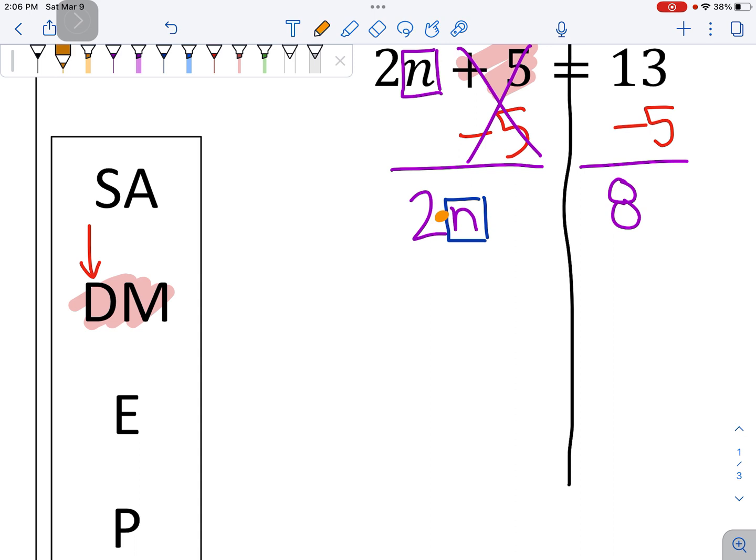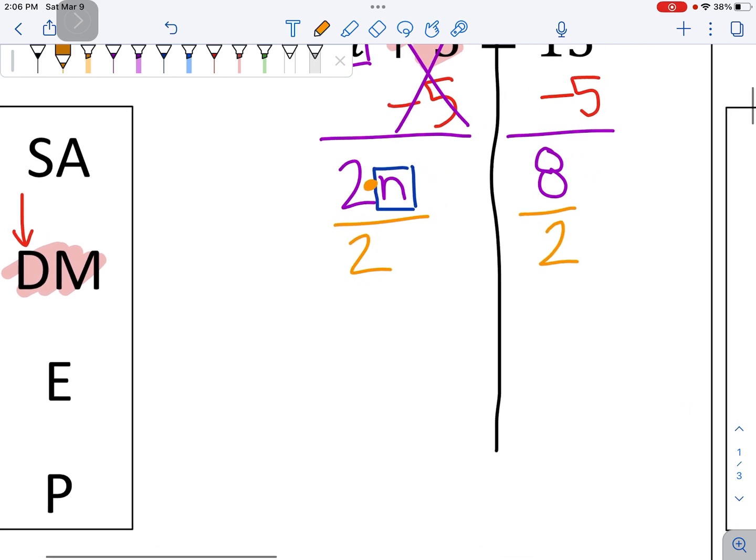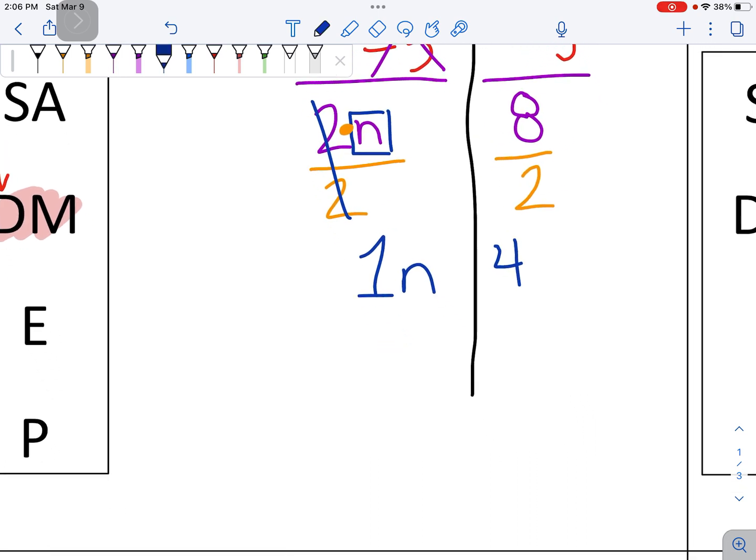So now I'm going to divide both sides by 2. Divide by 2, divide by 2. 2 divided by 2 is 1, so we can say 1n. And on the other side, 8 divided by 2 is 4. Writing 1n is the same as just writing n equals 4.